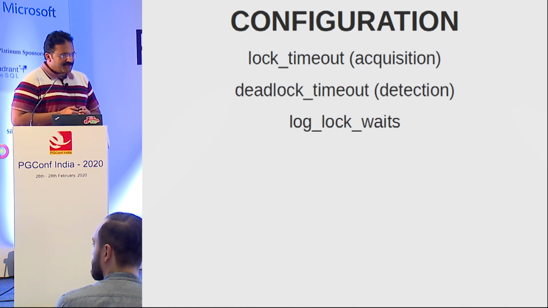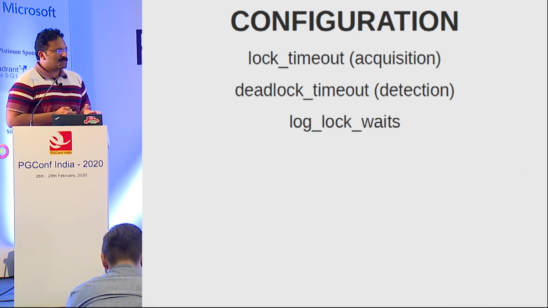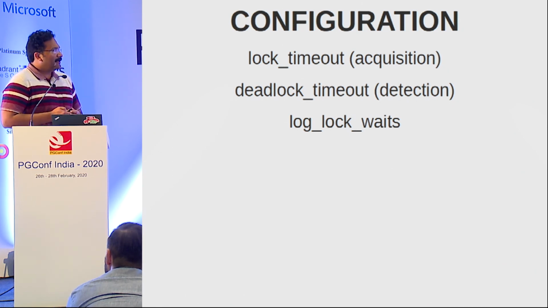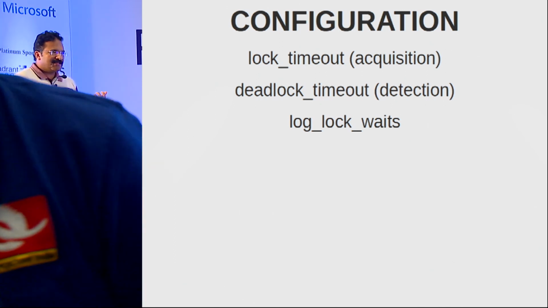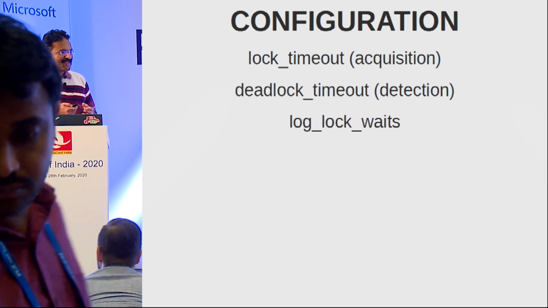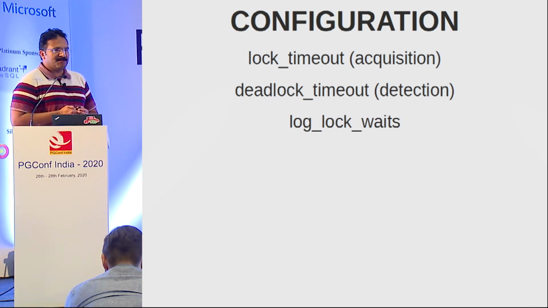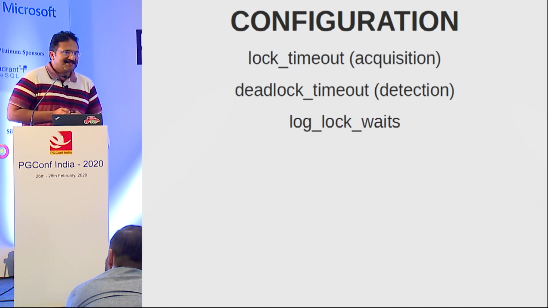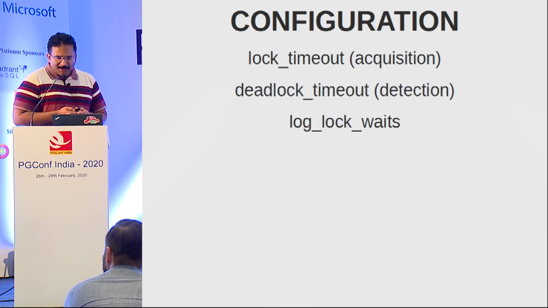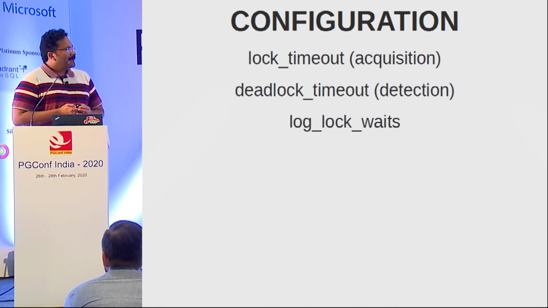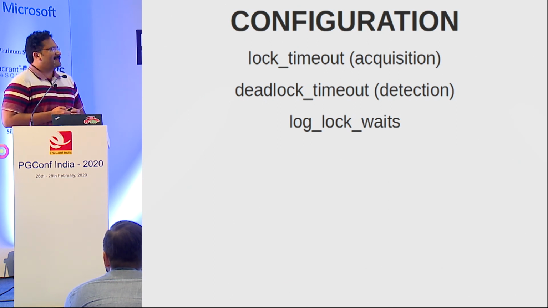There are 3 configuration parameters that are especially relevant to the subjects we've discussed so far. lock_timeout is something we already saw, which controls the amount of time we wait to acquire a lock. deadlock_timeout is a similar timeout that allows us to set how long to wait before the deadlock detector will run. And log_lock_waits is something that will create log entries when the deadlock timeout expires.